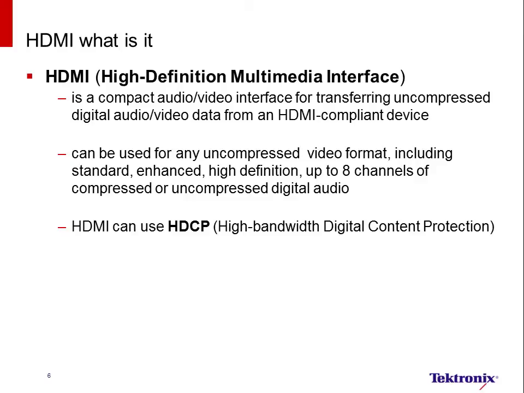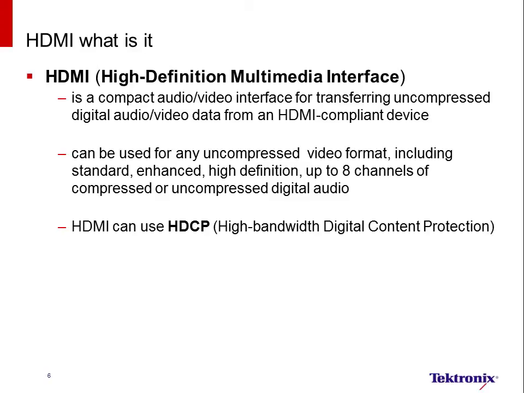Now let's take a quick look at what is HDMI. So HDMI is High Definition Multimedia Interface. It's a compact interface for transferring uncompressed digital audio and video from an HDMI source to an HDMI receiver. It can be used for any types of video formats, from standard def up through 4K with conventional connectors. It can also support up to 8 channels of audio, either compressed or uncompressed linear PCM.